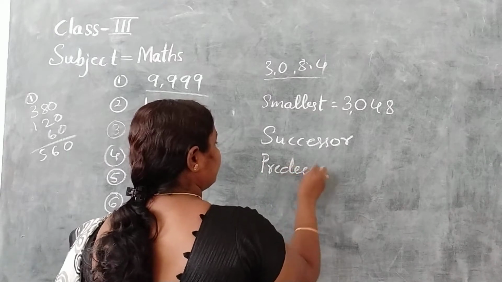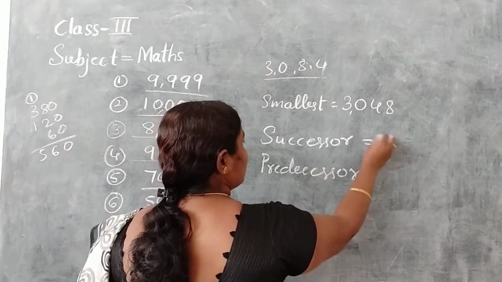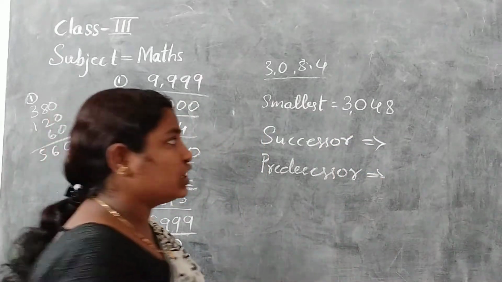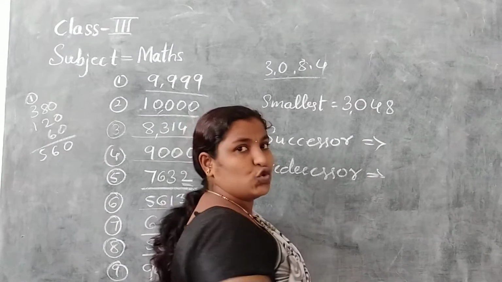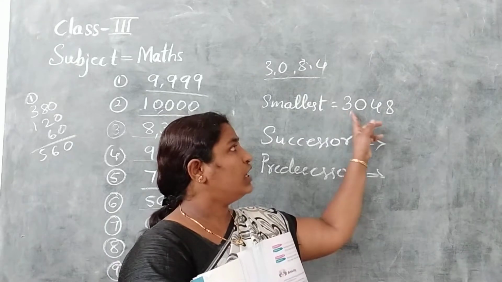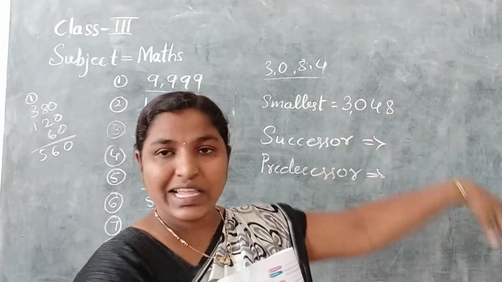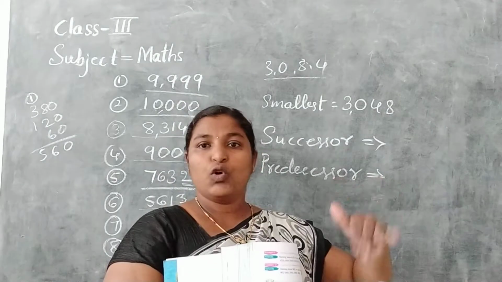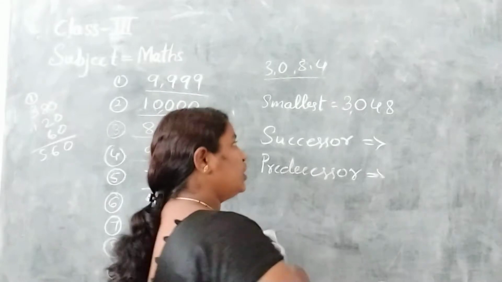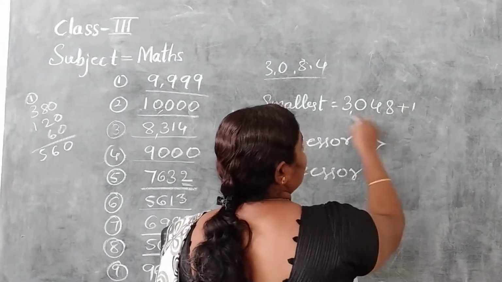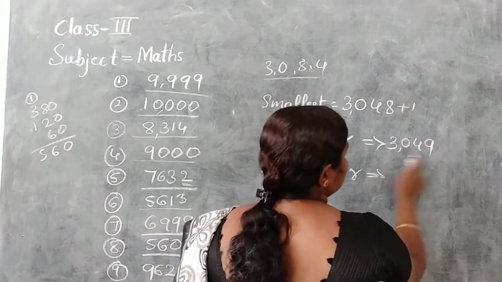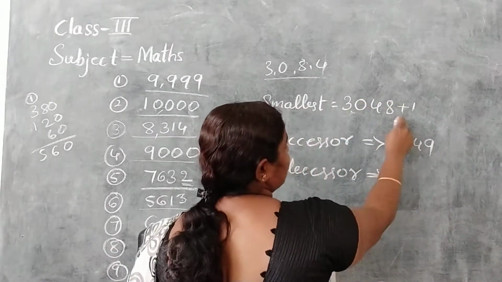This number only we will take. Write the successor of this number. To write the successor, we should add 1 to this. So we want the next number. Successor means going forward. So going forward means we should add 1 to the given number. If we add 1 to this, it will become 3049. So this is the successor of the given number.